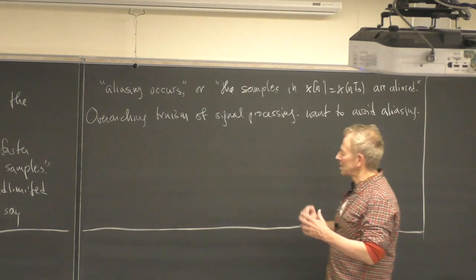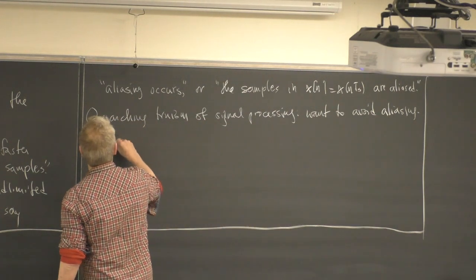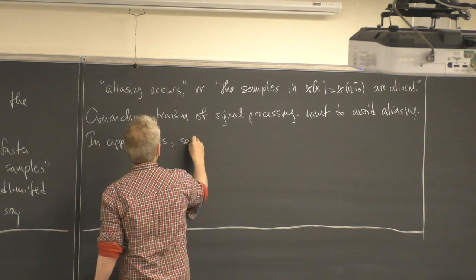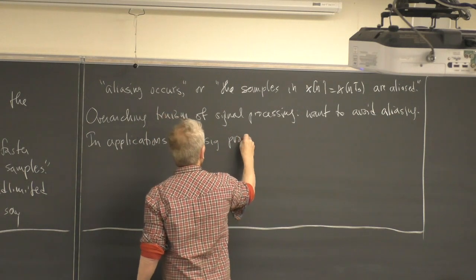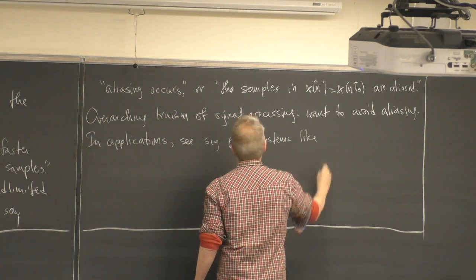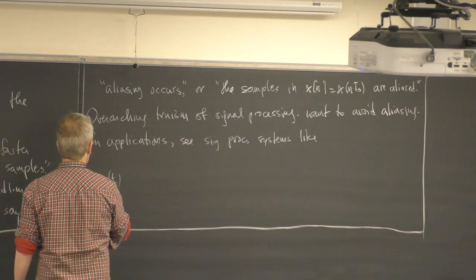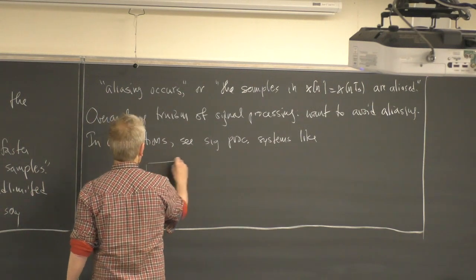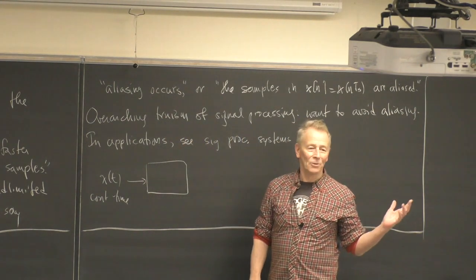And so what you'll see in applications, and this is just a really general picture, you see signal processing systems that look like this. You have a continuous time signal, x of t, so this is continuous time. And first you put that through what's called an anti-aliasing filter.